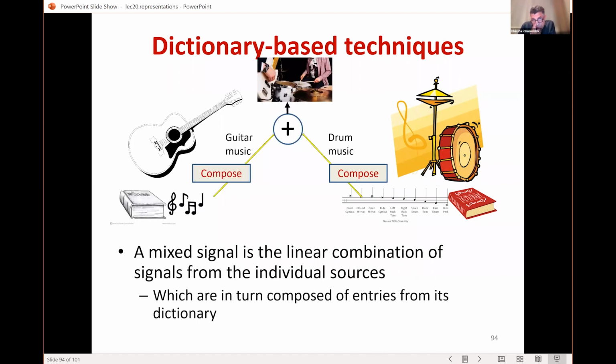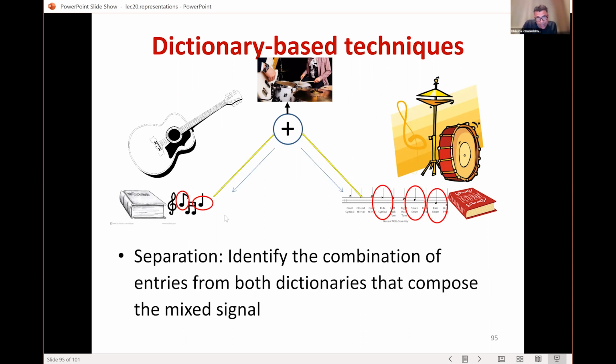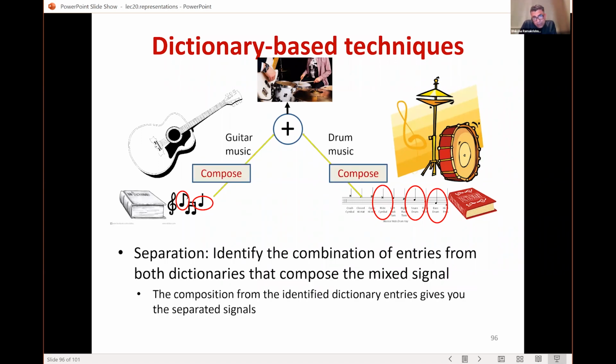And now when I have a mixed recording, I'm going to try to figure out how to select entries from the guitar dictionary and entries from the drum dictionary so that when these are summed up, the result sounds like my mixed recording. And then once I do that, the entries from the guitar dictionary when recombined give me just the guitar portion of the recording, and the entries from the drums dictionary will give me just the drums portion of the recording. So that's basically what I'm going to do, right?